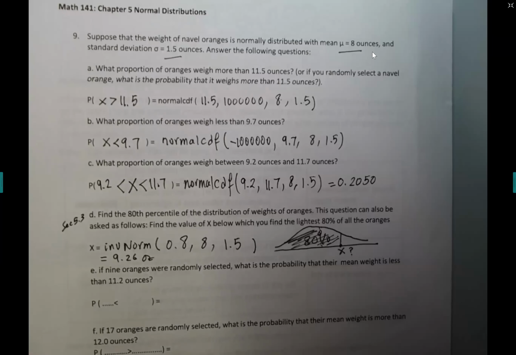So back to question 9, doing the remaining parts that have to do with section 5.4.